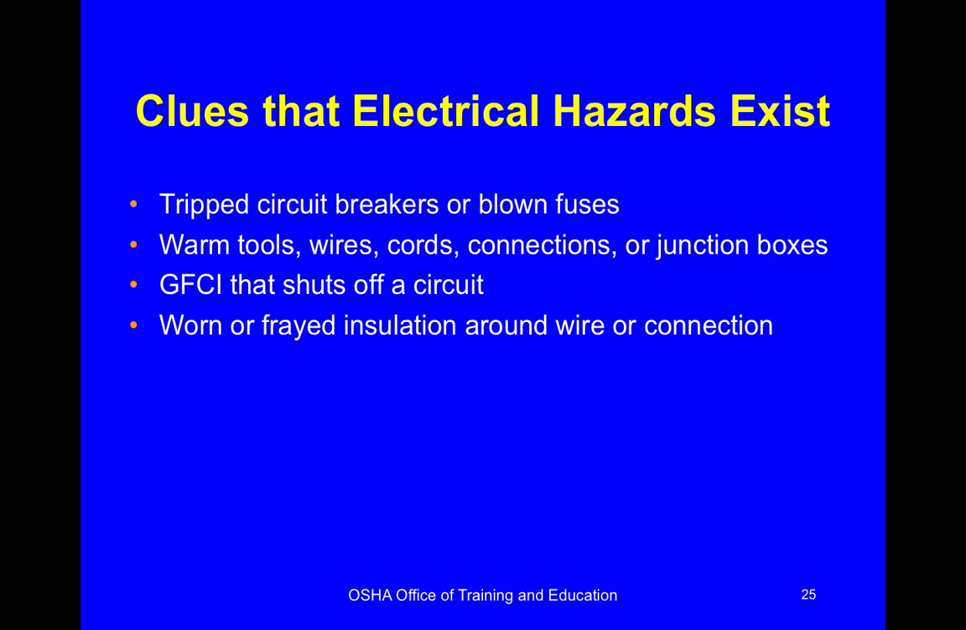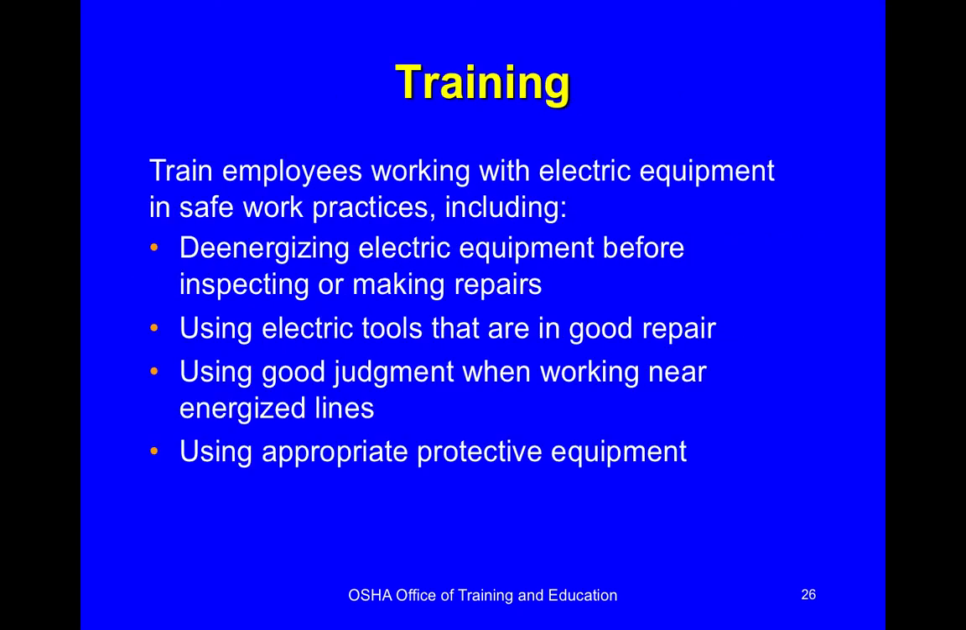If GFCIs are constantly tripping, you probably have a ground fault. And then physically, if a cord or a wire is frayed, you can see the bare wire, or maybe where a wire goes into a plug, you can see the inner wires coming out. That's also a problem that needs to get corrected because it's just going to get worse and it's probably going to allow you to come in contact with a bare wire.